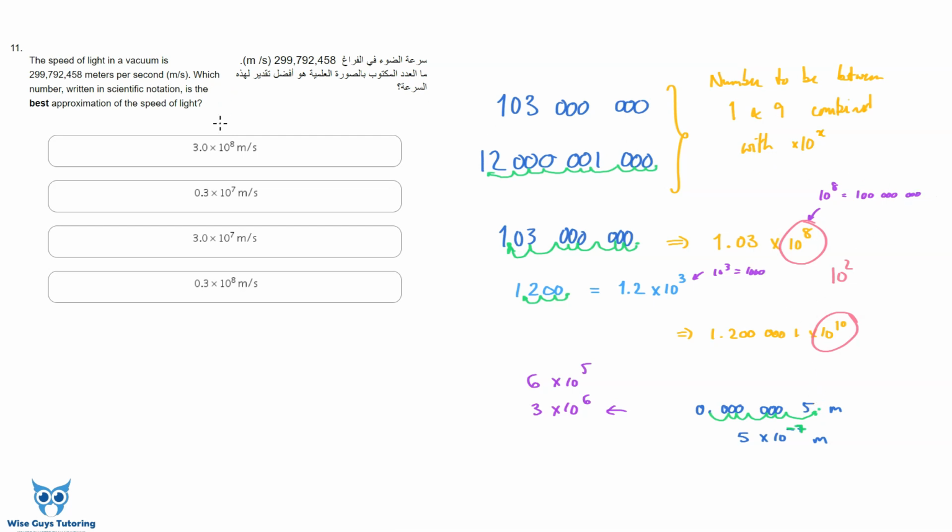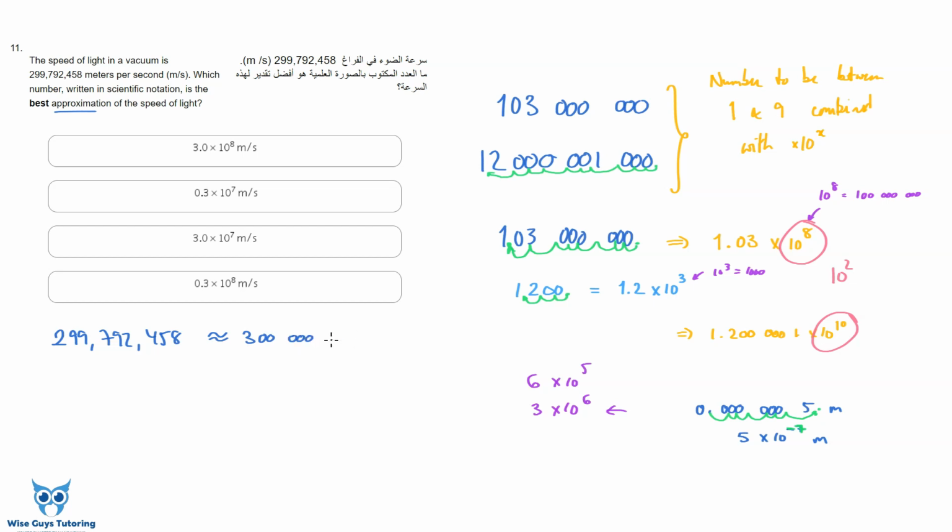So let's get back to the question. First of all, it's an approximation they're looking for. And if they're saying it's an approximation, then I can safely say that this number can be approximated by, you probably guessed it, about 300 million.